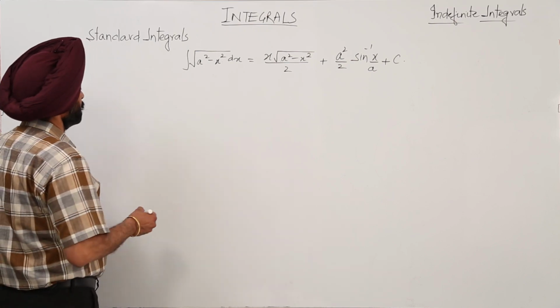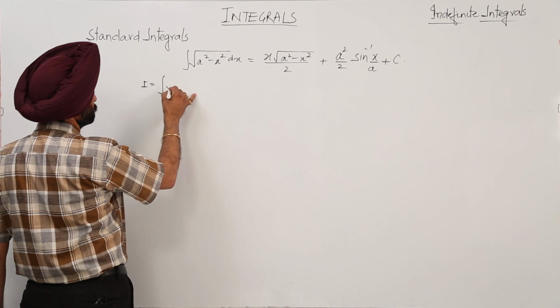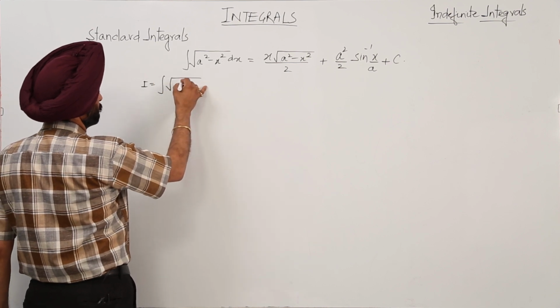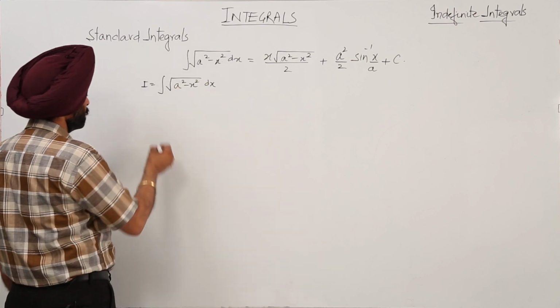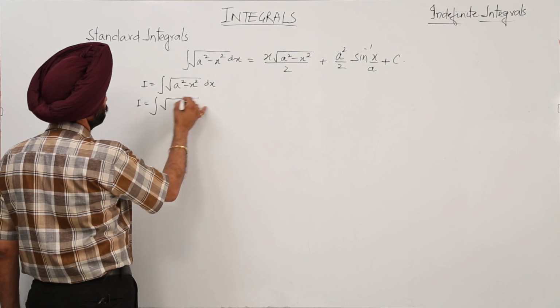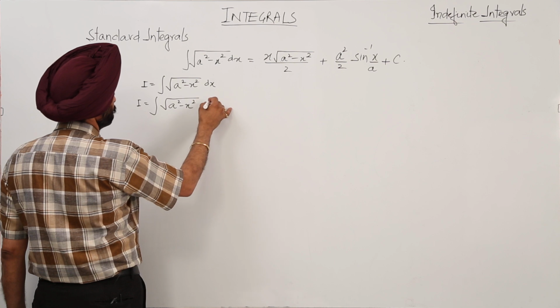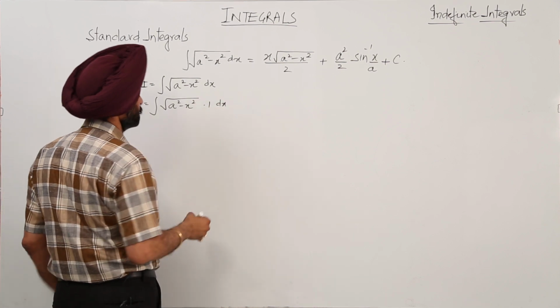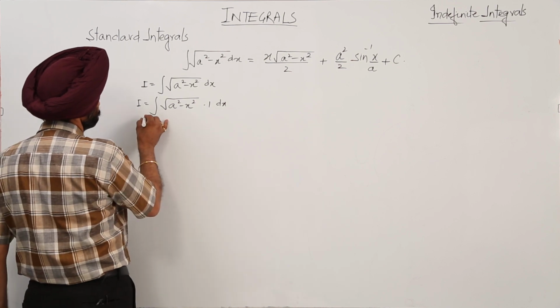Let's derive the formula. We are having the integration of square root of a square minus x square dx. Now writing this as integration of square root of a square minus x square with 1 as dx. Now integrating by parts.